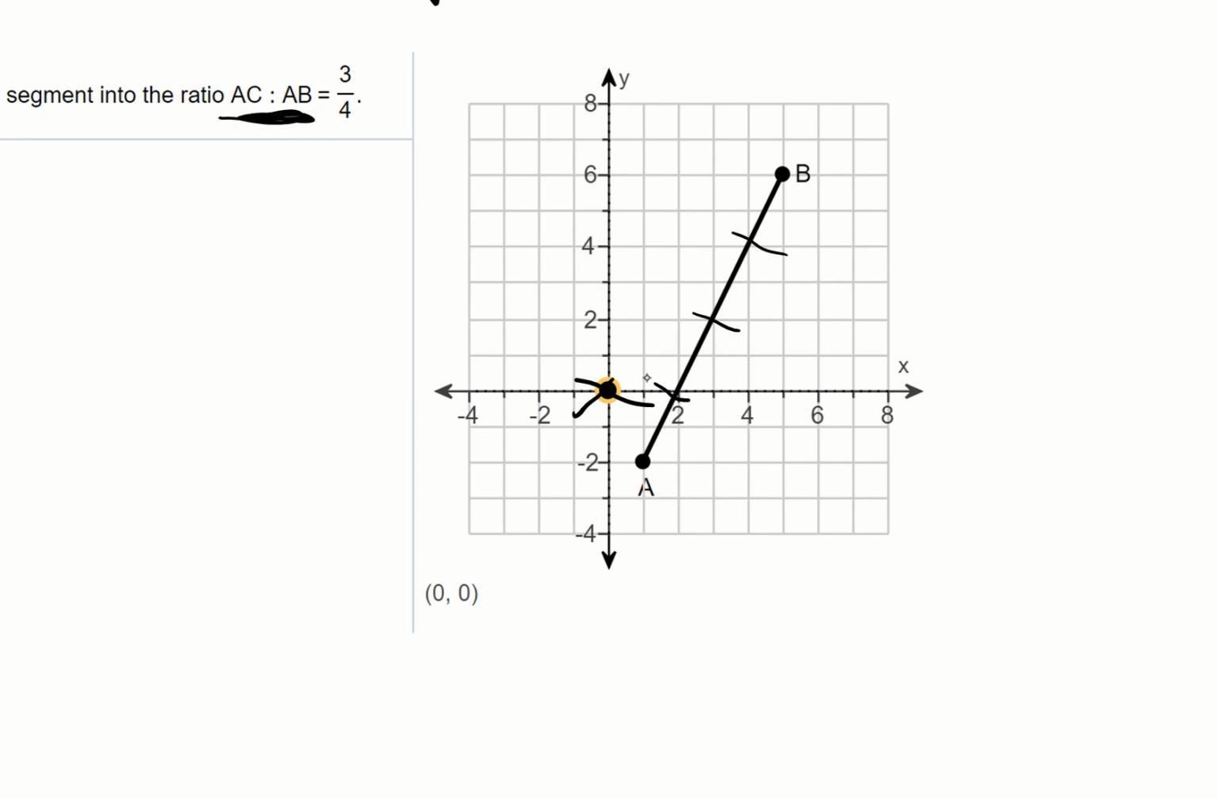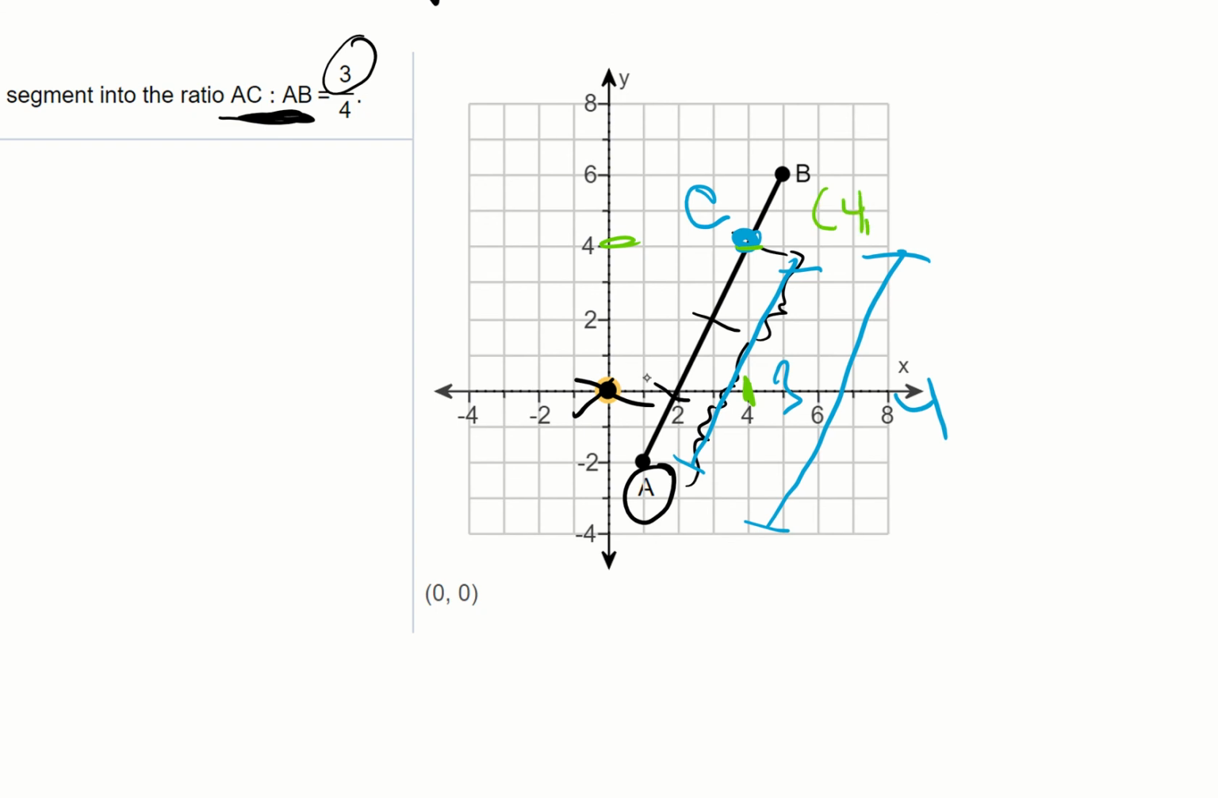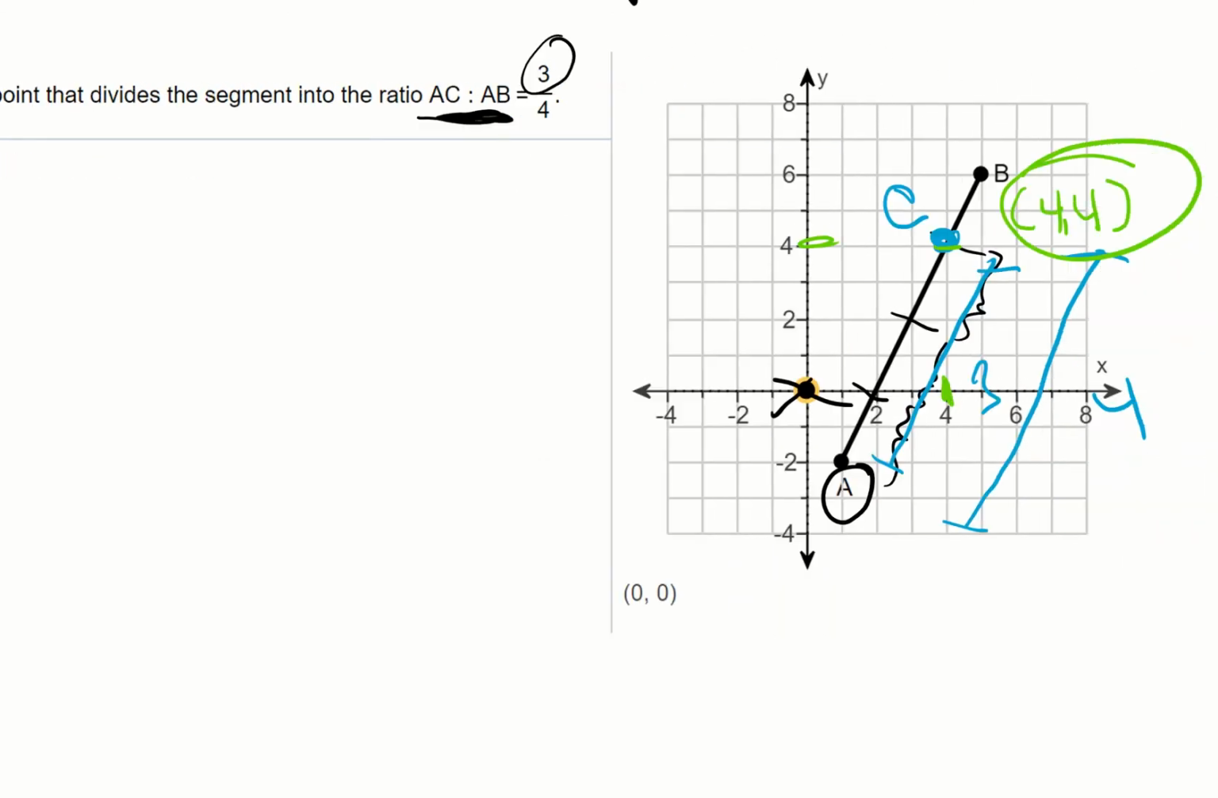And then you want to go from A to C, wherever C is. We want it to be 3 pieces away from A, right? So 1, 2, and 3. So it looks like the point C has to be here so that there's 3 spaces there and 4 for the whole thing. That looks to be right. And so the coordinates of that are 4, 4. So we have our coordinate. So that's it, plot a point. So that's our point.